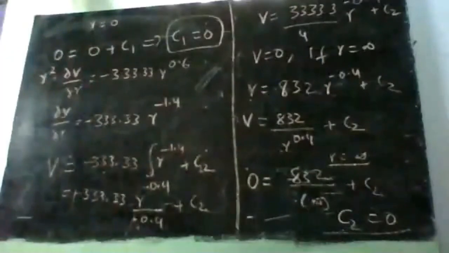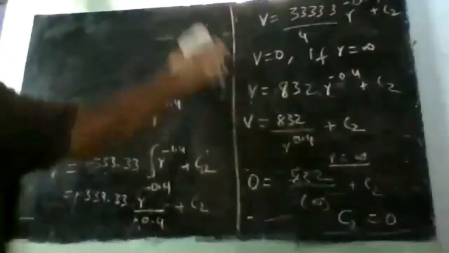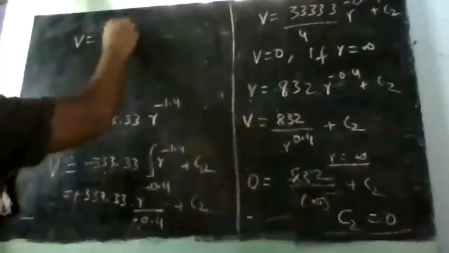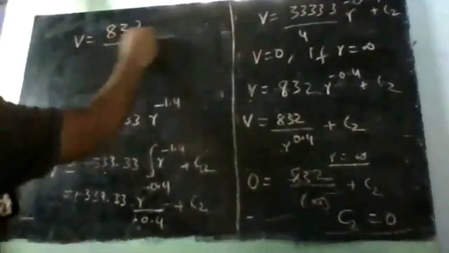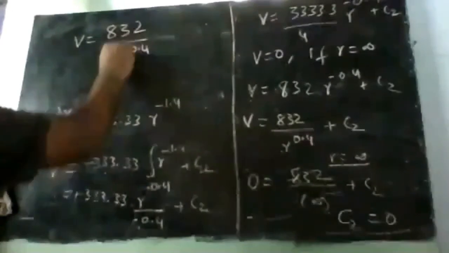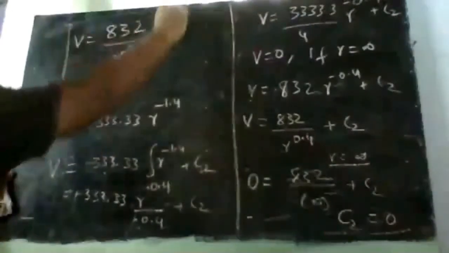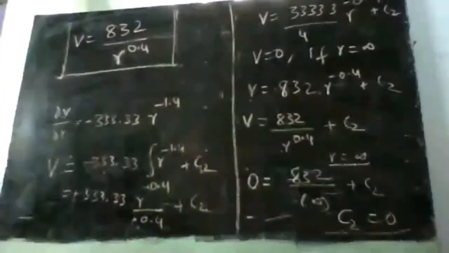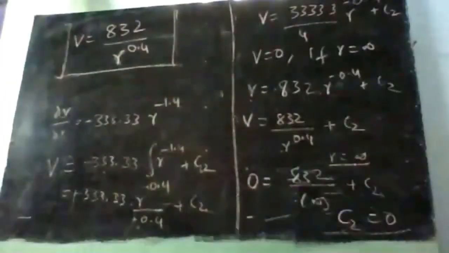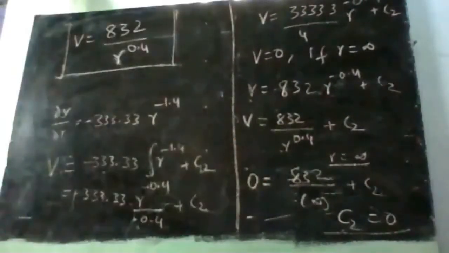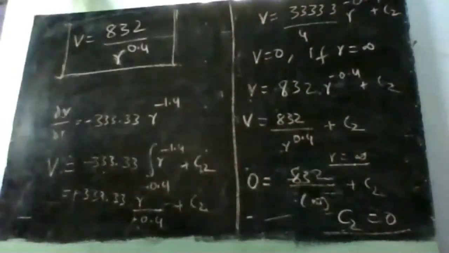So the final expression that we get for V will be V is equal to 832 divided by R power 0.4. C2 is 0, C1 is 0. So this is the expression for voltage. If the value of the radius R is given, then we can find out the voltage at that point.